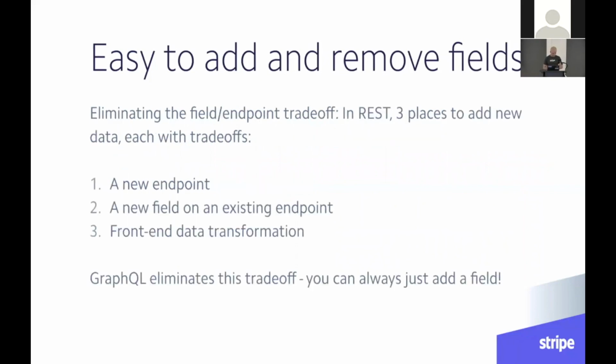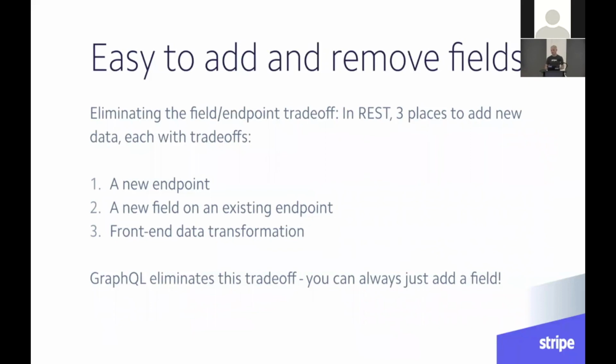One thing in particular that I wanted to bring up is the field/endpoint trade-off that we ran into. Let's say you have a REST API and you just want to add one more tidbit of data, and the question is, where do you put it? Do you put it in a new endpoint? That doesn't make sense if it's just one field. Do you put it on an existing endpoint, which isn't the best option because everyone who uses that endpoint is now going to get that field whether they want it or not? Or do you implement that field on the front end, and now you might have duplicated logic throughout different parts of your front end, and maybe in the back end as well.